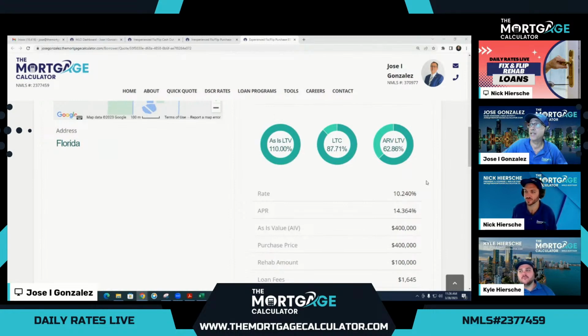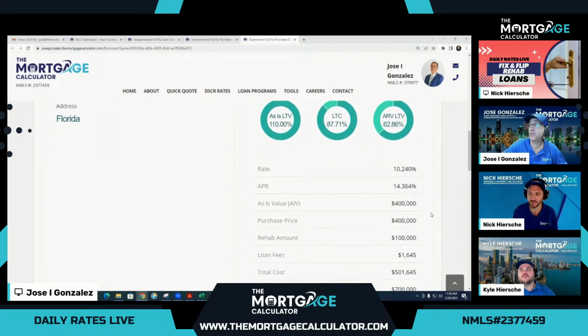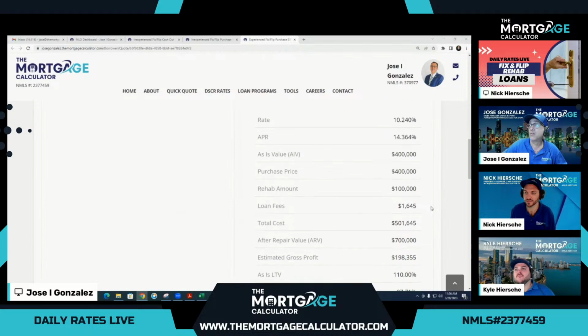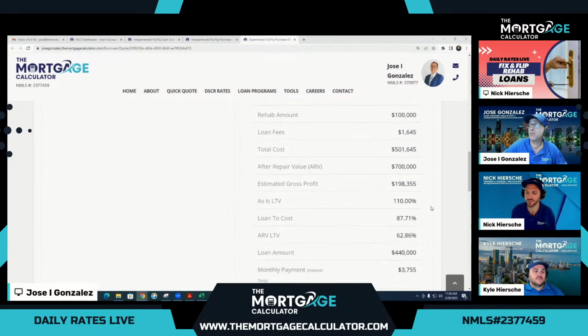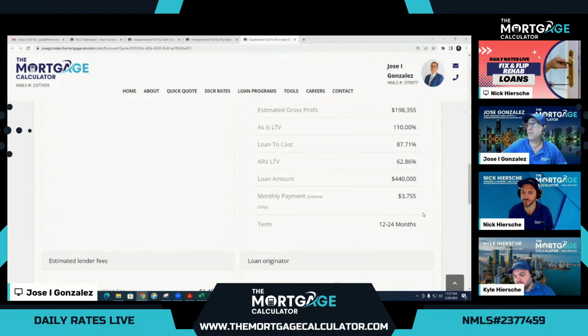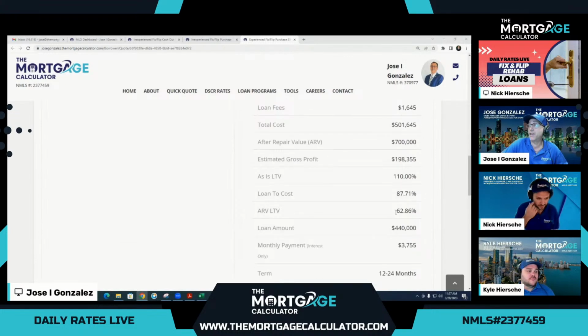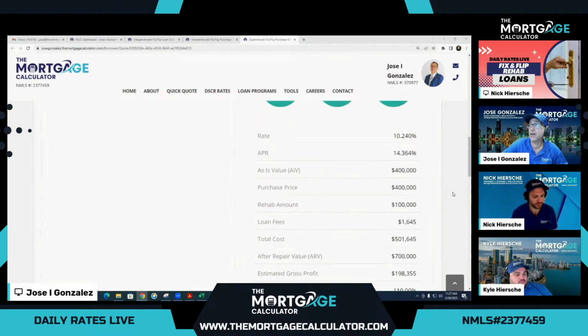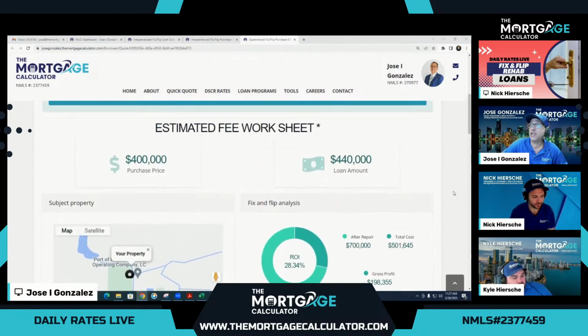110% is what he's borrowing of the as-is value, which is amazing. As-is value of $400,000, purchase price of $400,000, and we get a $440,000 loan. So you see there the numbers right there. So the ARV loan to value 62.82. So that's very phenomenal. So in this example, they're, you know, maximum there. Look at that loan to cost, right? So obviously that's with 5 flips.